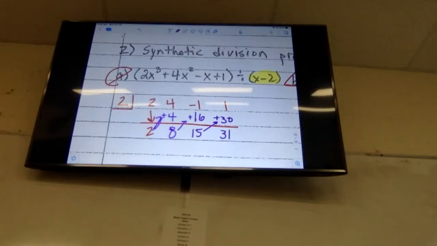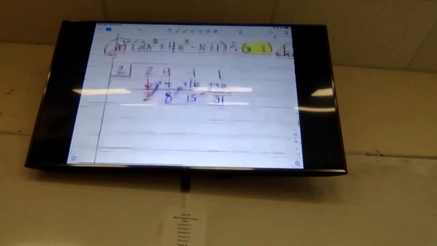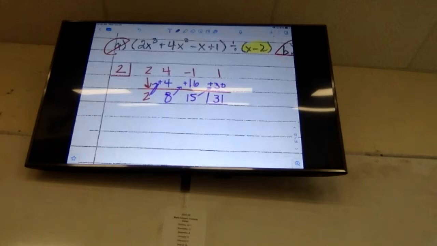You multiply the 2 that are on the bottom, right? Yep. So I take the row on the bottom, I multiply it by 2 to get the number on top, and then I add those to find my new number at the bottom. The last number, so this 31, that's your remainder. In a perfect world, that would be 0, but it's not.